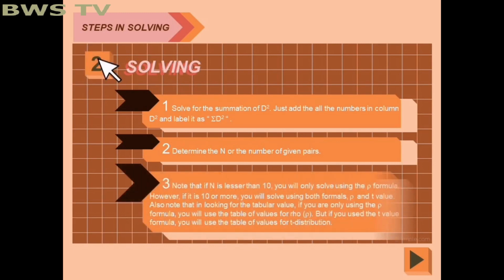Third, note that if n is less than 10, you will only solve using the Rho formula. However, if it is 10 or more, you will solve using both formulas, Rho and t-value. Also note that in looking for the tabular value, if you are only using the Rho formula, you will use the table of values for Rho. But if you use the t-value formula, you will use the table of values for t-distribution.